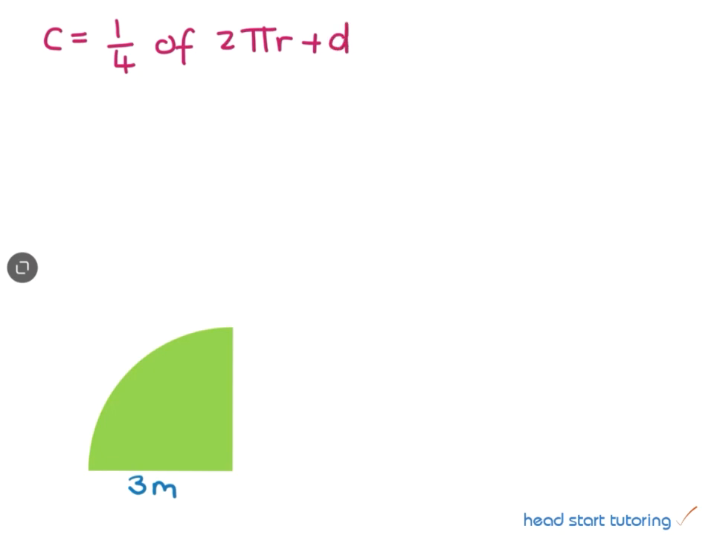Because we are now working with a quarter of a circle, and we want to find the circumference, or rather the perimeter of this quarter of a circle, because we are now working with some straight lines as well as curved lines, we call it the perimeter. So the perimeter of a quarter of a circle is, again, we work out a quarter of the full circumference of the circle, and then we plus the diameter.